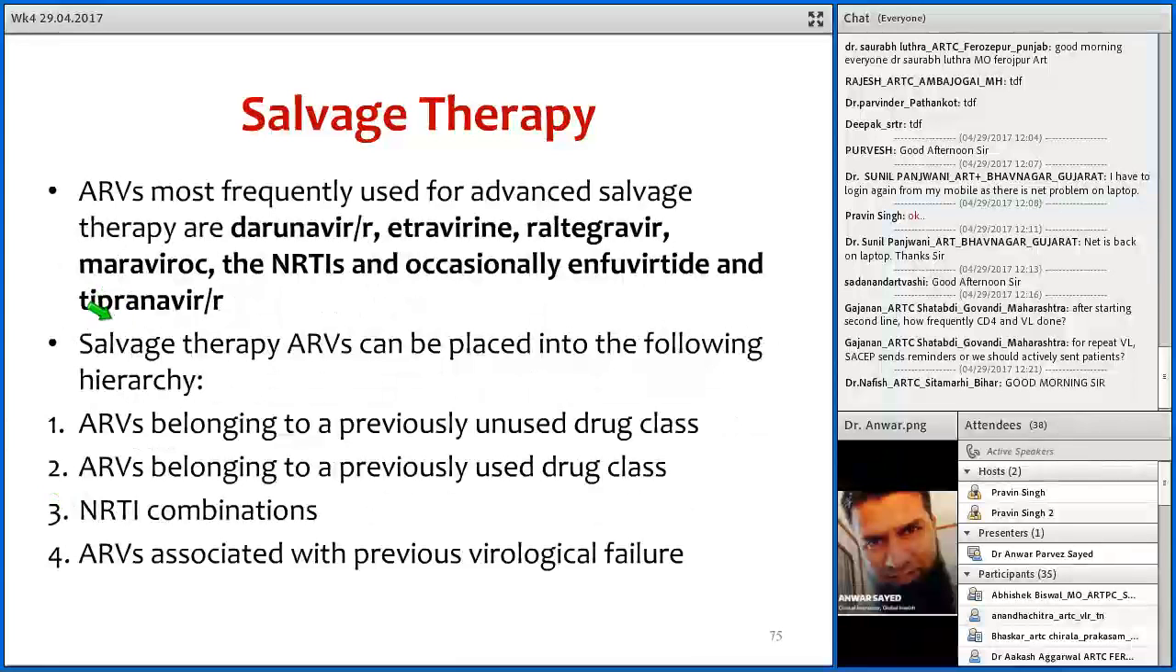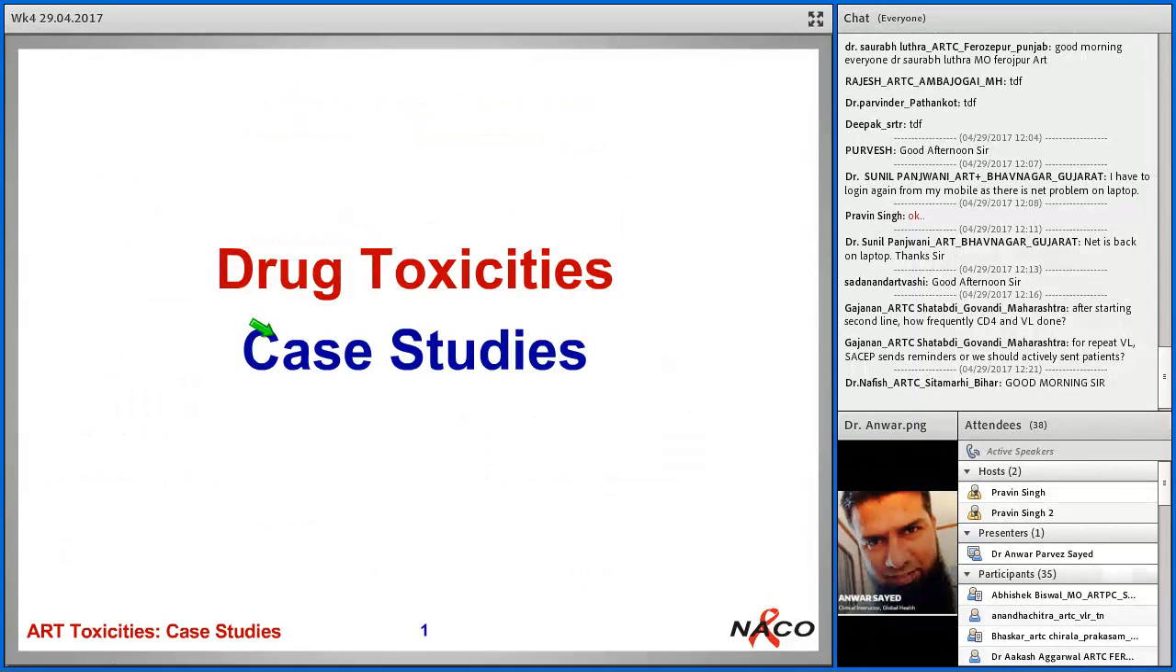Sometimes again, the hierarchy in which the salvage therapy or ARV is given is based on ARV belonging to a previously unused drug class or used drug class, NRTI combination, ARV associated with the previous virological failure. So if one is not available, the second is used. In very rare situations, enfuvirtide or maraviroc or tipranavir, drugs like this which are not otherwise used, are used in salvage therapy. Again, this is just to complete the list. We are not using this in the national program because we don't have access to this.